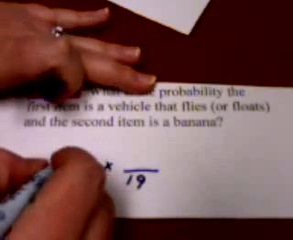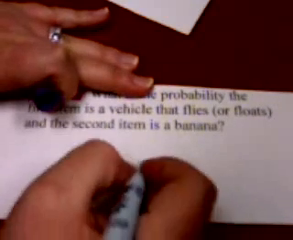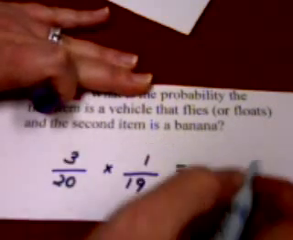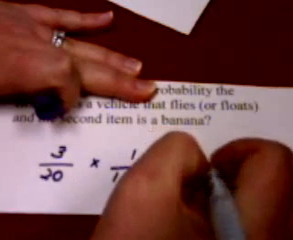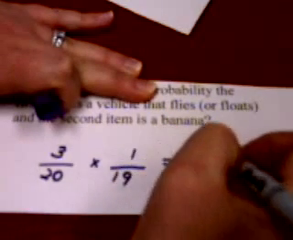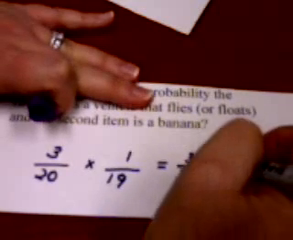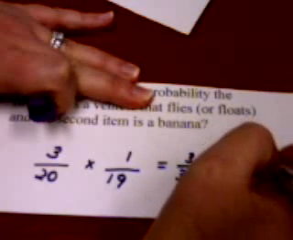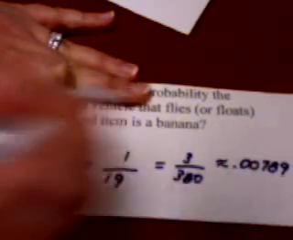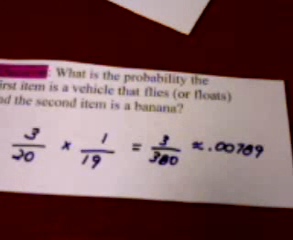So I had 3 vehicles that fly or float, and I had 1 banana. That's not going to change. Okay, so this is going to be 3 out of 380, which is approximately 0.00789. So this is the whole idea of the multiplication rule.